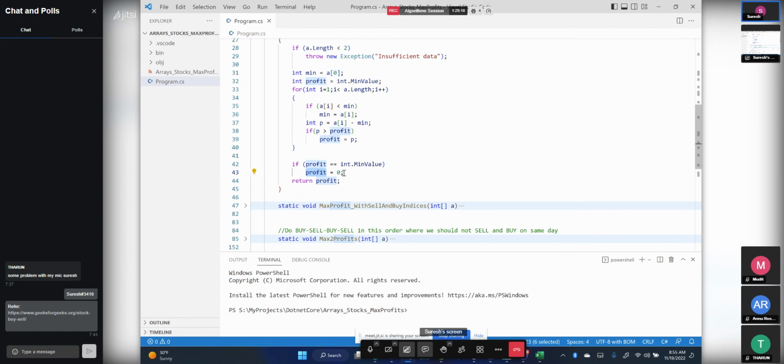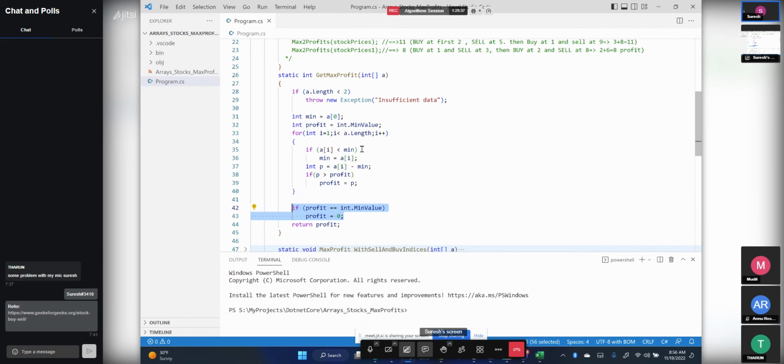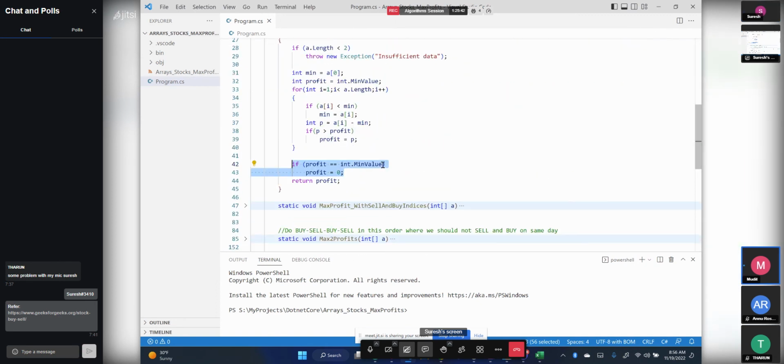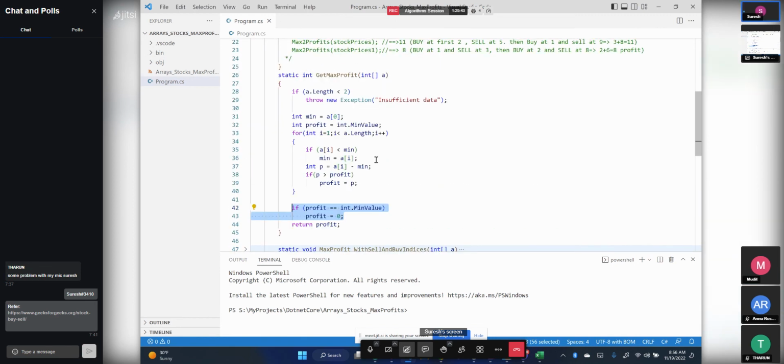We don't want to give you a negative value or integer minimum value while returning the profit. Okay, you understood why we have this if condition? Give a thumbs up so that I know. Yes, yeah, yes, cool. So profit will never update if it is strictly decreasing. Exactly, if strictly decreasing, that's what they gave in the algorithm, right?